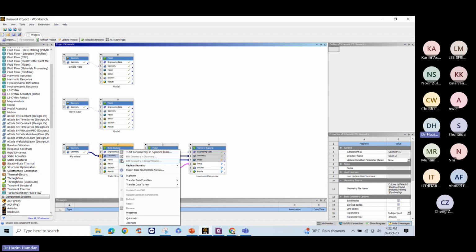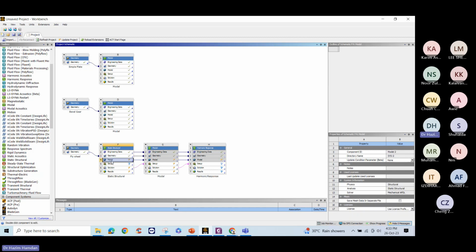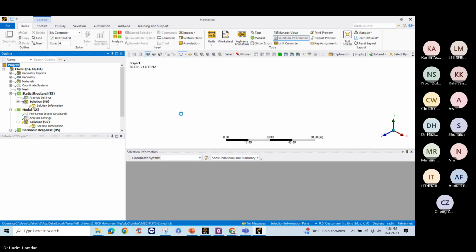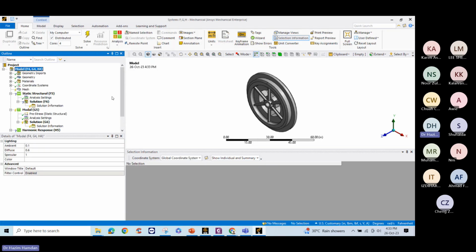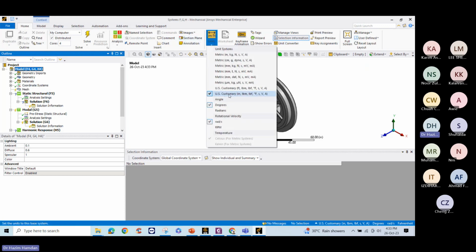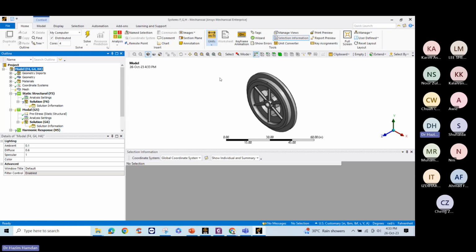It's about the pre-stress and modal analysis followed by the mode superposition, harmonic analysis, and harmonic response. And then go to edit. Okay, this is a flywheel. So now the unit is inch, but now I change to mm.